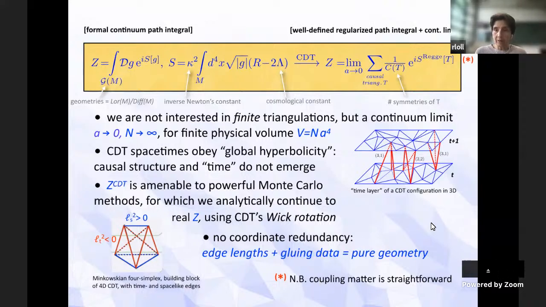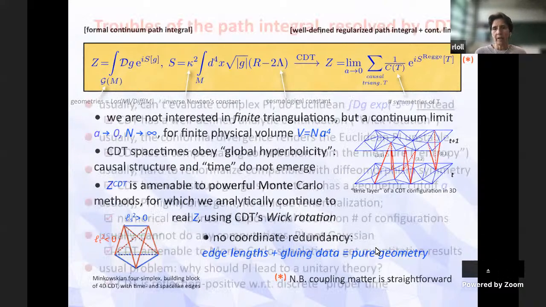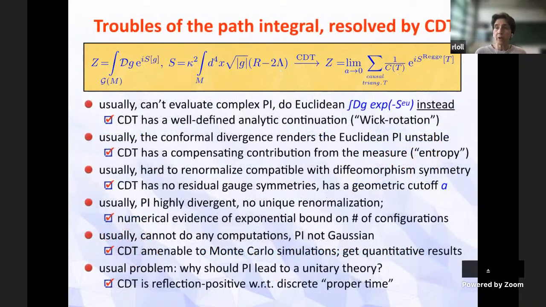Okay, here's a little footnote that says I'm discussing pure gravity here. Coupling matter is really straightforward. I will only make one little remark later on in the talk, but that's a whole chapter by itself. For the time being, I'm just talking about pure gravity.